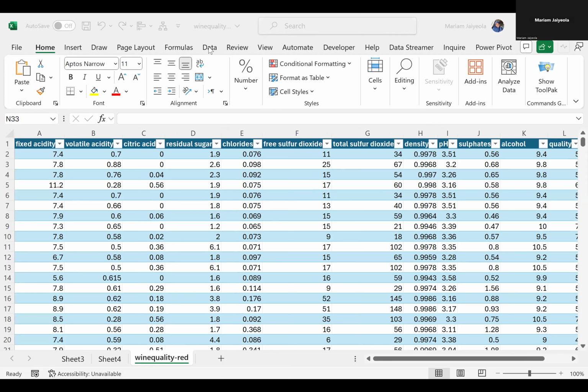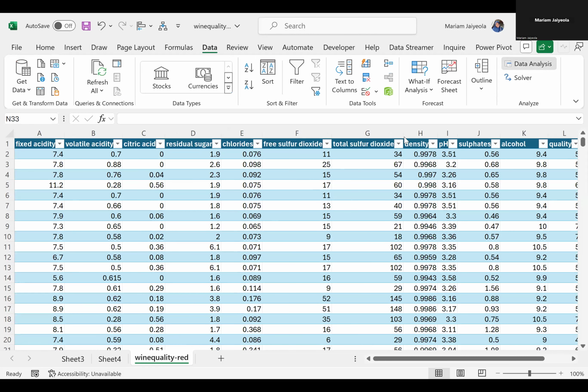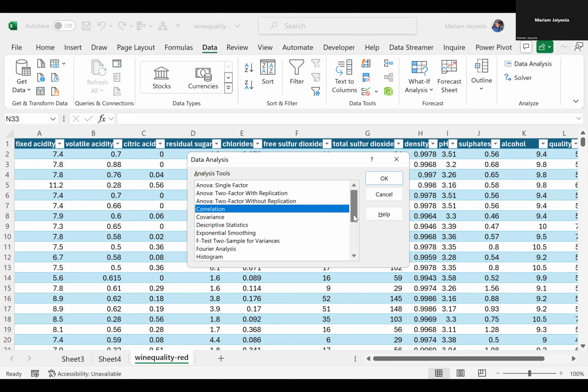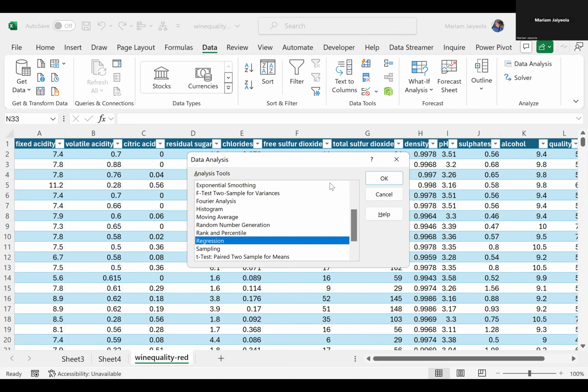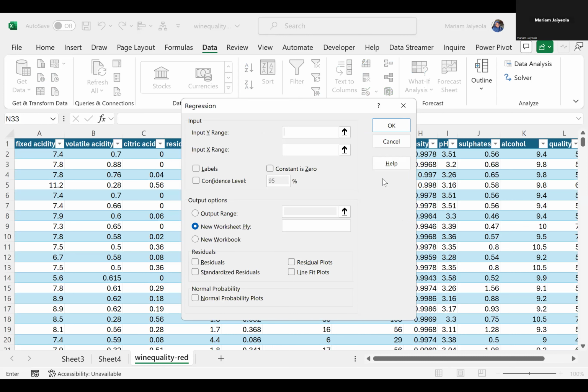We are going to go to the same data analysis, adding. So go to your data tab, data analysis. So right now I want to do a regression. There are different types of regression, but what we are doing here is the linear regression, and there are some assumptions that need to be met before you can do a linear regression.